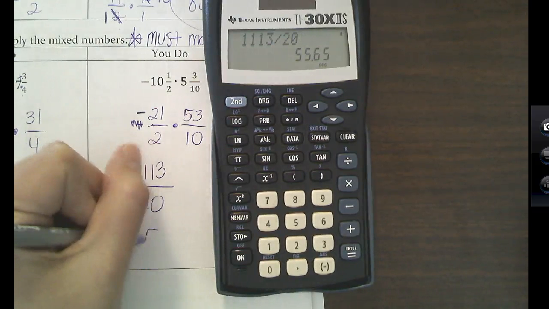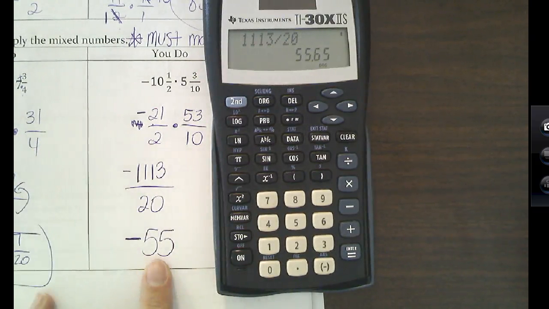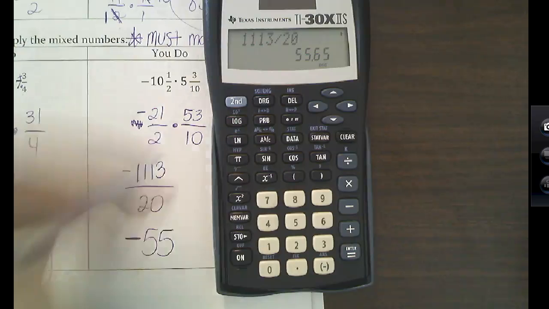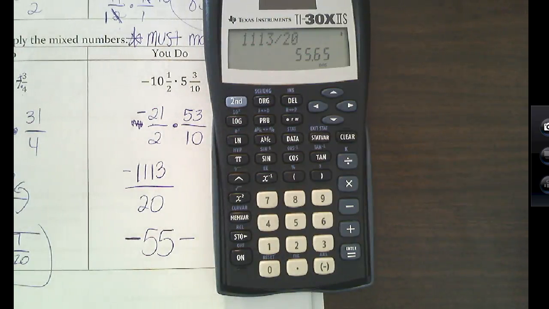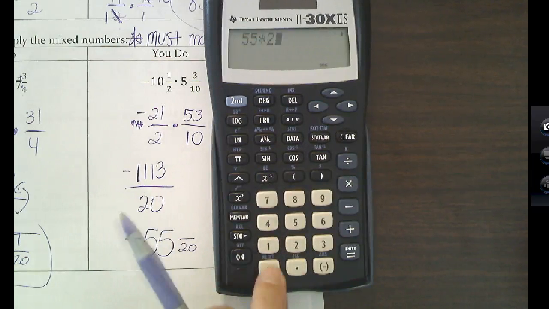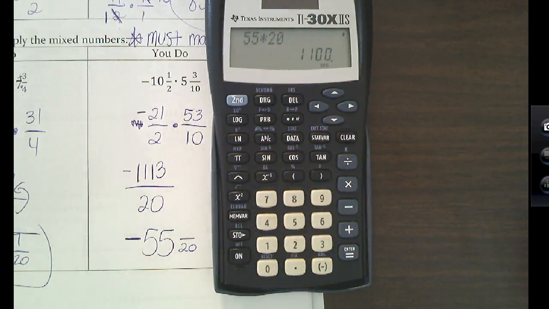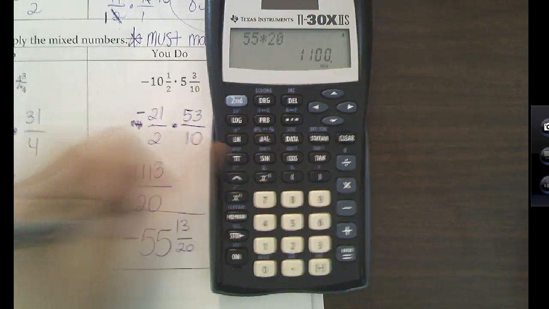So I'm going to go ahead and write 55 as my whole number. What's my denominator? 20. So now, what do I need to multiply? 55 times 20. And I get 1,100. So how many are left over to get up to 1,113? 13 are left over. Good.